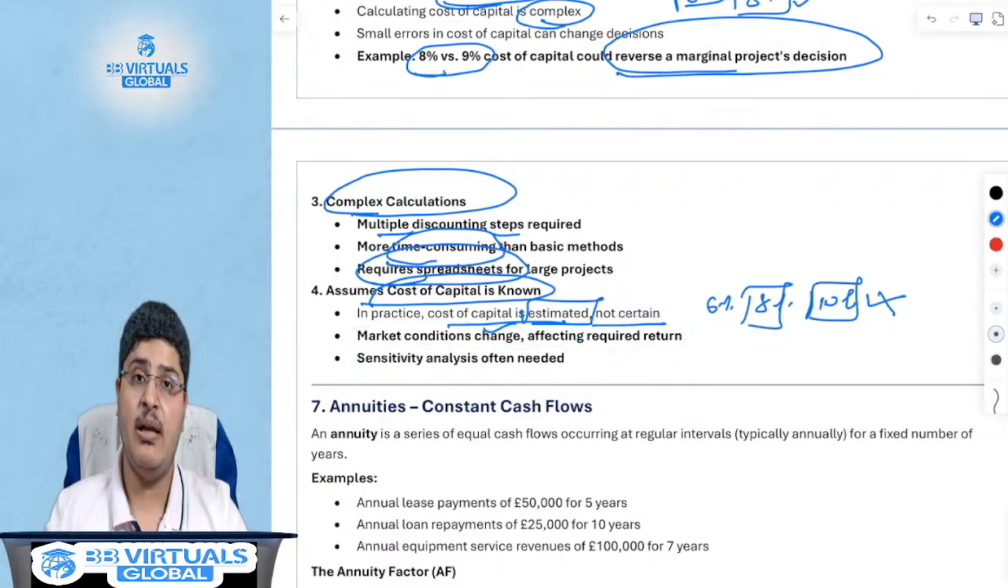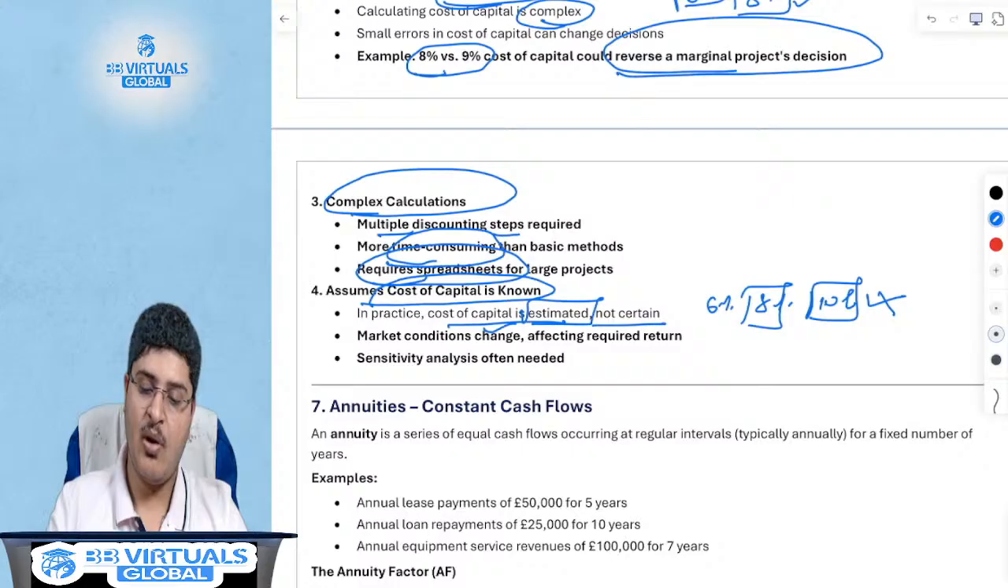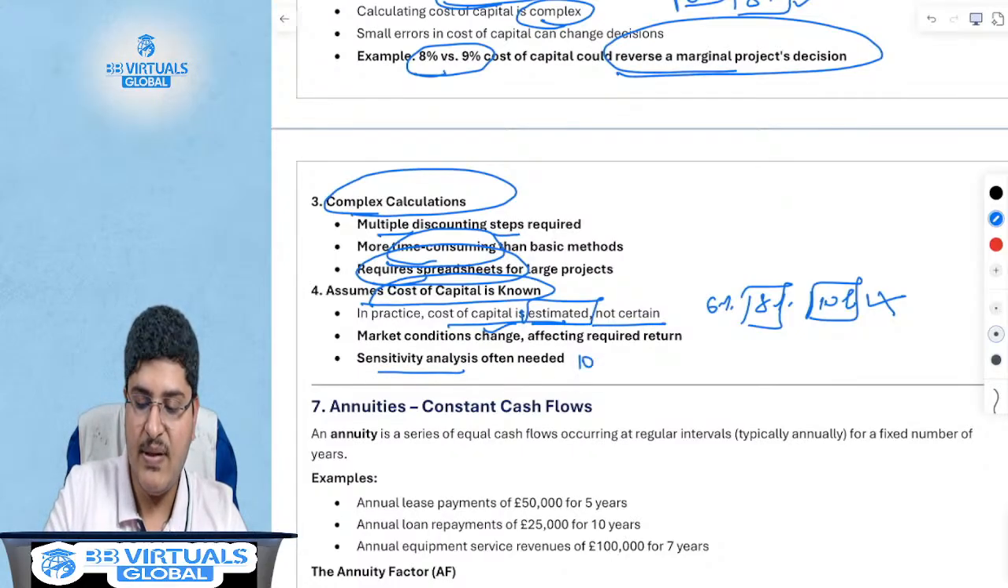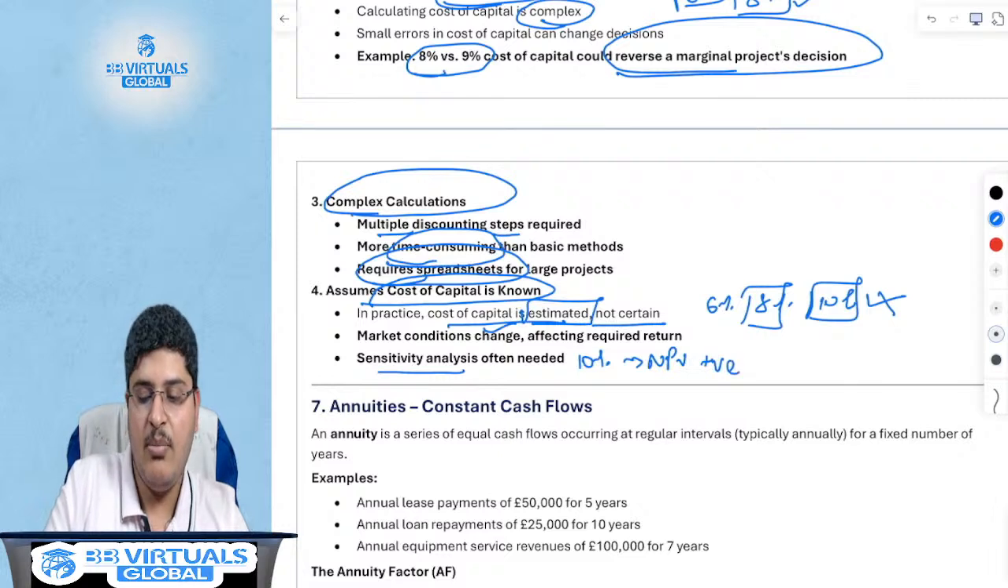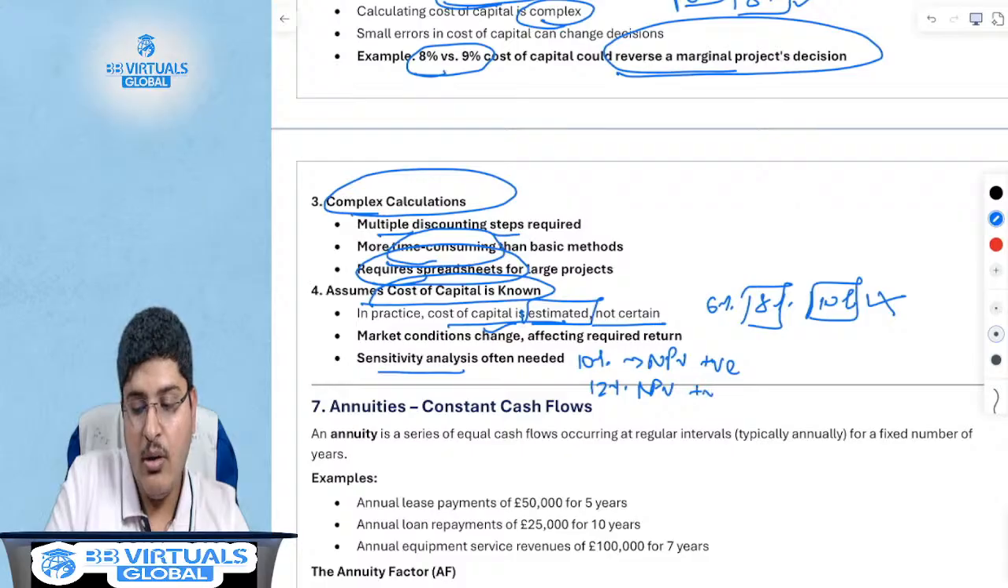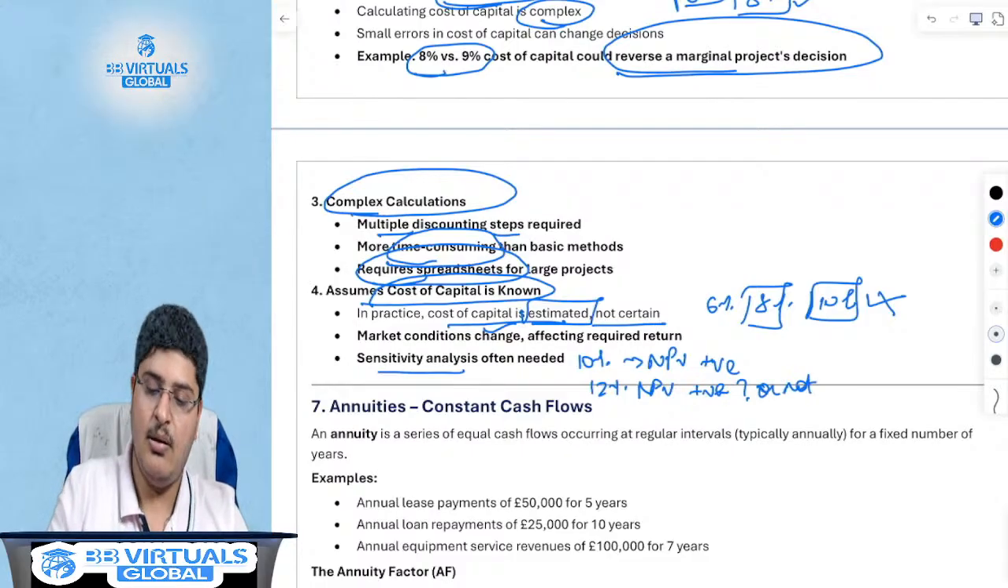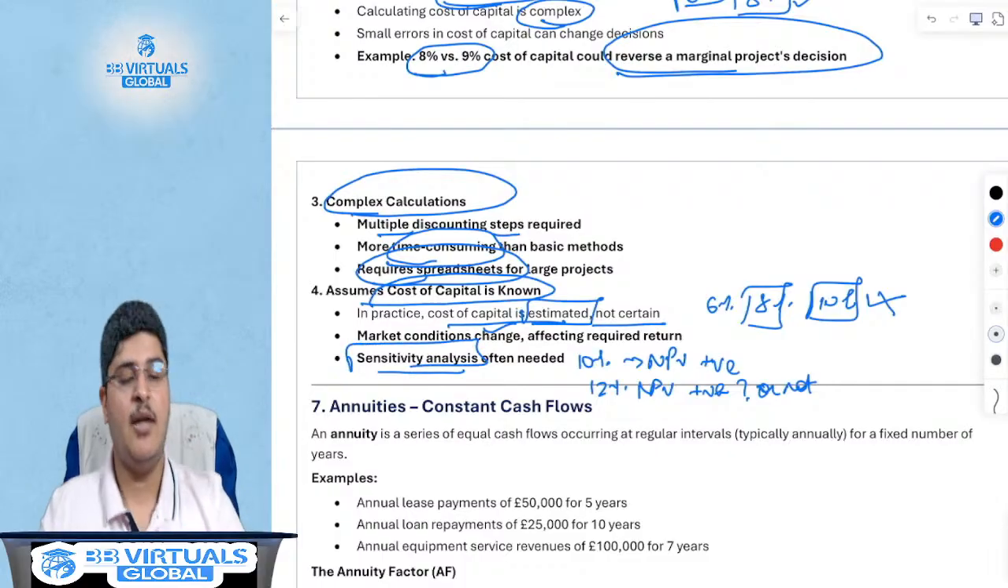What is sensitivity analysis? You may say, okay, if my cost of capital is 10%, I am NPV positive. But what if my cost of capital increases to 12%? Am I still NPV positive or not? That is the sensitivity that you will be doing.